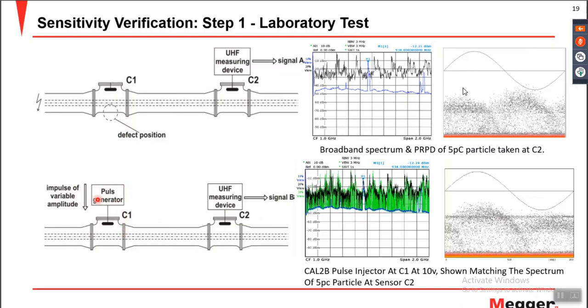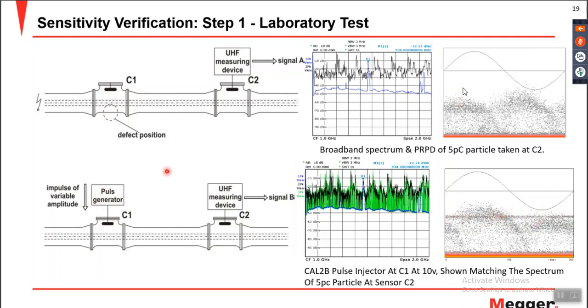So they inject 2, 5 or 10 volts, and they superimpose the measurement pulses generated by this pulse generator, with the UHF measuring device, directly on the real 5 pC discharges. If you look at this image, you can see the black traces superimposed by green traces. At 10 volts, it is exactly as good as having the 5 pC discharges on the spectrum trace. With our measuring instrument, you can also see this straight line, generated by the pulse generator, having almost the same amplitude as that generated by the 5 pC discharges.